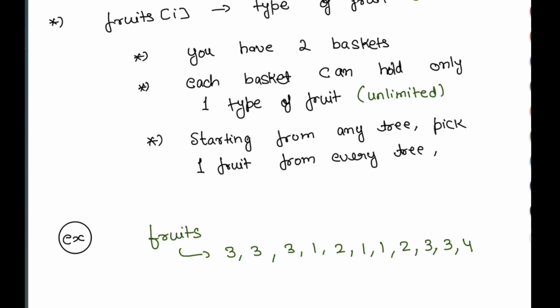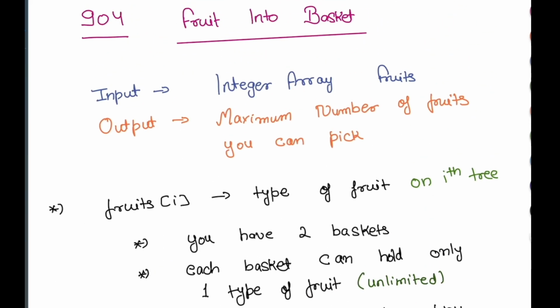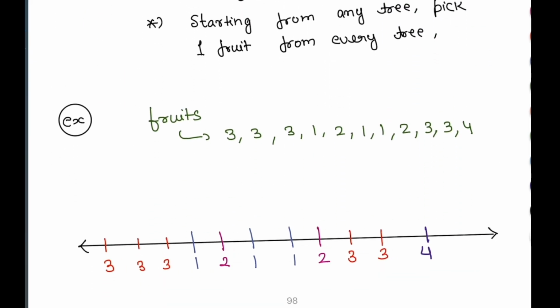Now what you need to do is start from any tree. Starting from any tree, we need to pick one fruit from every tree. That is what you need to do, and the ultimate goal is to maximize the number of fruits we can pick. Now let's try to understand this with an input.